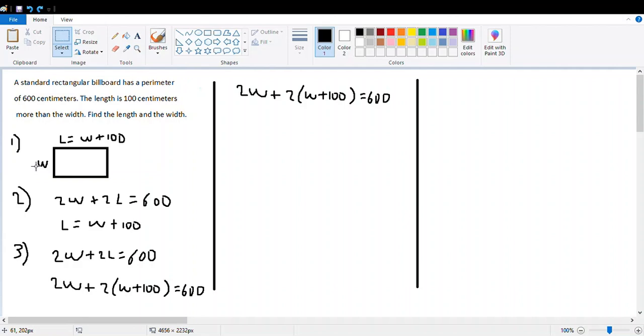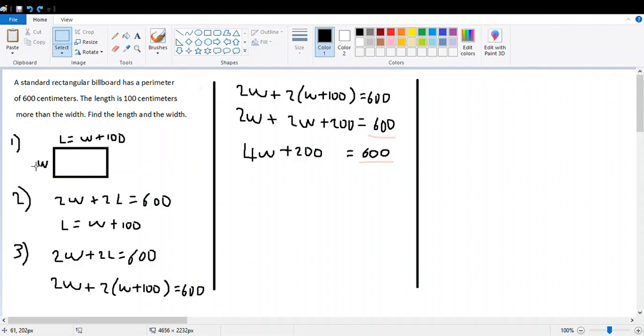Then let's use the distributive property. Then 2W is going to be 2W plus 2 times W is 2 times W, and 2 times 100 is 200. Okay, of course, all of this is equal to 600. Now we have to collect the like terms, and if we collect the like terms, 2W plus 2W is equal to 4W, and just write down plus 200 and equals 600.